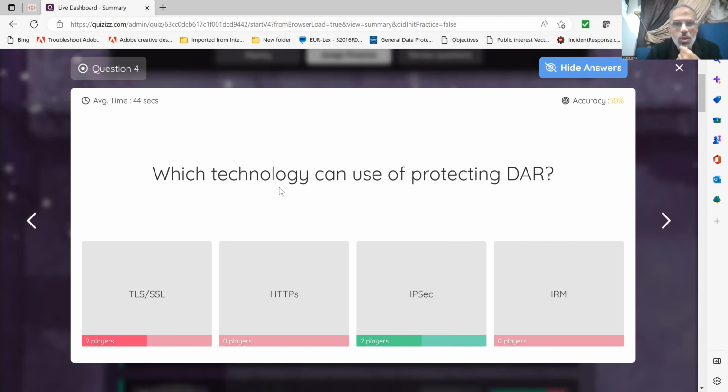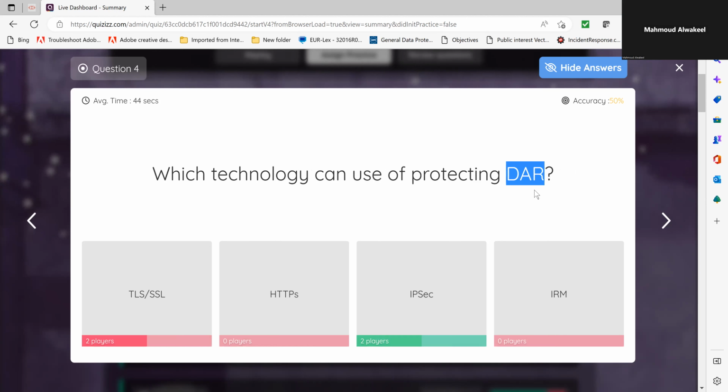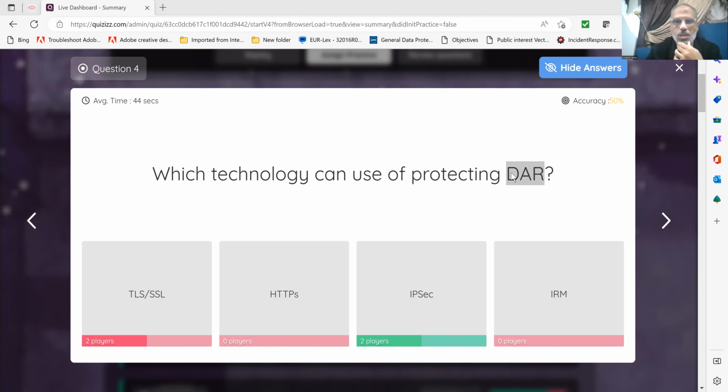Which technology can be used for protecting data there? Data at rest. Yes, data at rest. This is very important. Sometimes in the exam, you may find DAR, or DIT, data in transit, or DIU, data in use. Then you have to know these expressions.